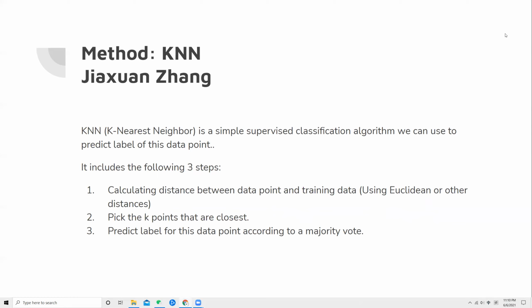First, calculate the distance between the data point and the training data, and then pick the K points that are closest, and predict the label for this data point according to a majority vote.